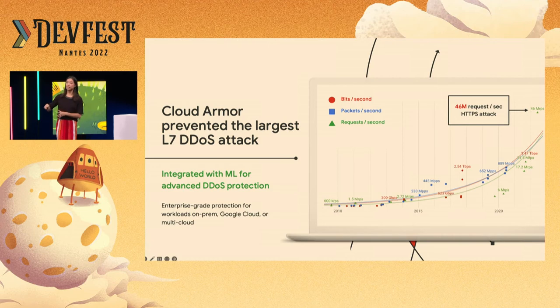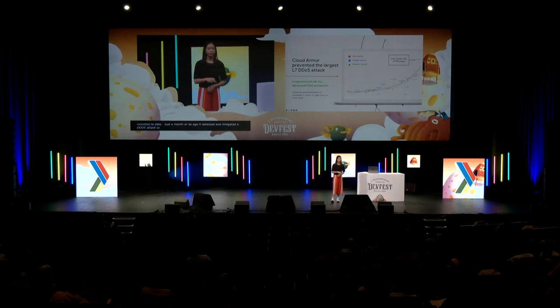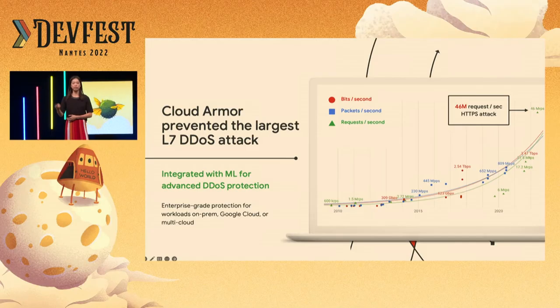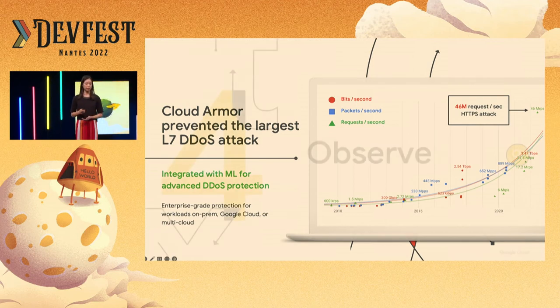One of the coolest things is that it recently was able to detect the biggest DDoS attack that's recorded to date. So just a month or so ago, it actually detected and mitigated a DDoS attack that peaked at 46 million requests per second. And that's 76% higher than the previously recorded record. So it was a massive attack. And basically recognized it using something we call adaptive protection, which has the ML capabilities in it. And it notified the team right away. They were able to use this new feature that we GA'd called rate limiting. So they basically were able to throttle the requests coming into it. So definitely a great option if you're already using the L7 load balancer and CDN.